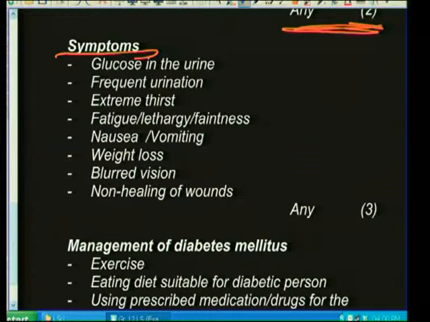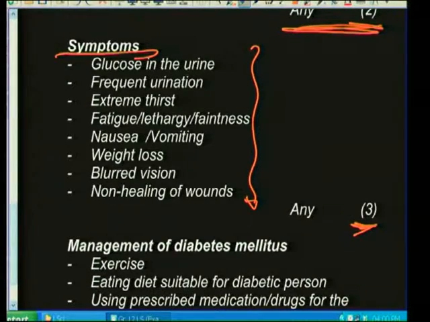Then we spoke about the symptoms. These are all the symptoms. We find glucose in the urine, frequent urination, extreme thirst all the time, fatigue, lethargy, faintness, you're feeling very tired too often, nausea, vomiting, weight loss, blurred vision, non-healing of wounds. All of these could be symptoms of sugar diabetes. And there they gave you any three of those.